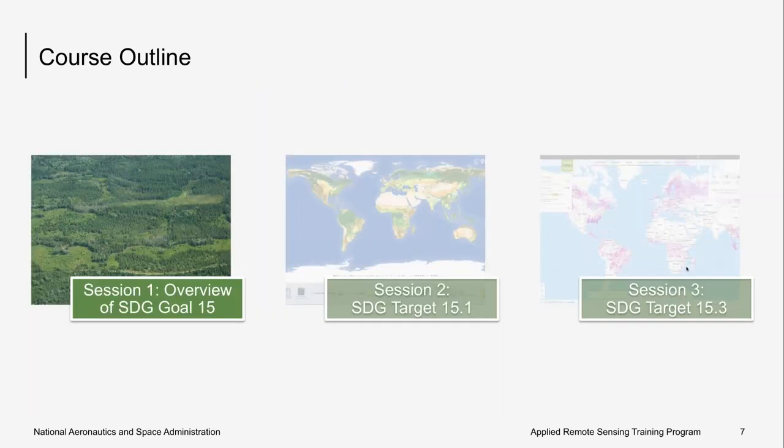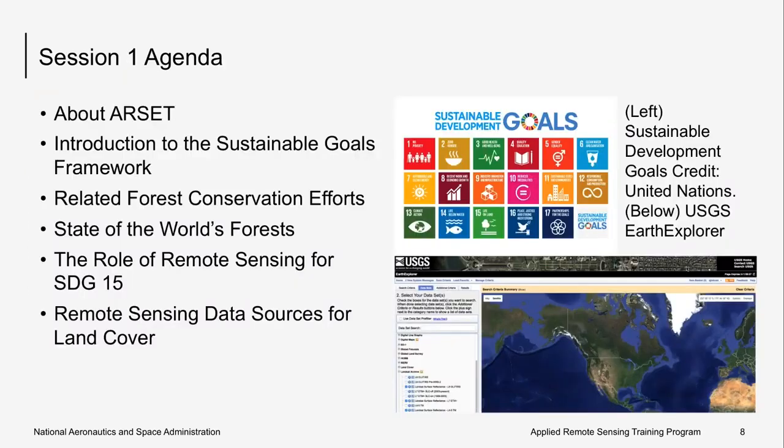Here's an overview of the course agenda. This week we'll be providing a general overview of SDG Goal 15 and the role of remote sensing to address this goal. This week we will first give you a bit more background about the ARSET program, discuss the framework for the SDGs and the organizations involved. Then we will provide an overview of complementary efforts regarding forest conservation. Then we will discuss the state of the world's forests, specifically from an FAO report. Then we will address the role of remote sensing for SDG Goal 15 and provide some examples of the data sources available. So first, we'll provide an overview of ARSET.